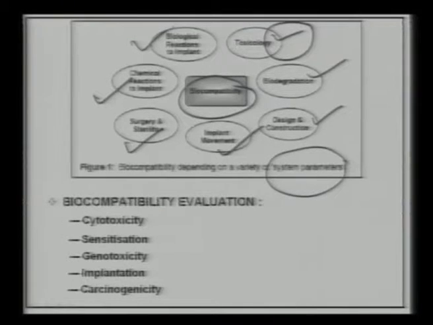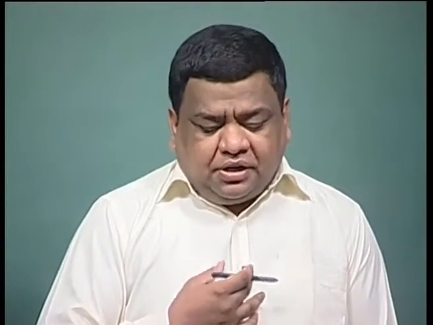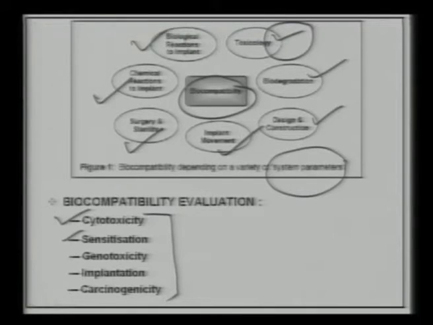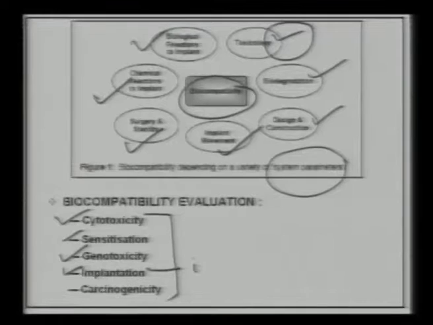So, biocompatibility evaluation essentially will focus on some of the important properties that I have listed out here. Cytotoxicity. Cyto means cell, and cytotoxicity means cell level toxicity. Sensitization, genotoxicity I have already mentioned. Implantation means when you are putting the material as an implant in the animal body. So, that is the kind of in vivo experiments. Carcinogenicity, whether the material can potentially cause cancer in in vivo conditions.